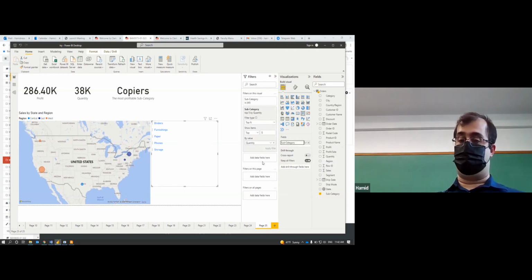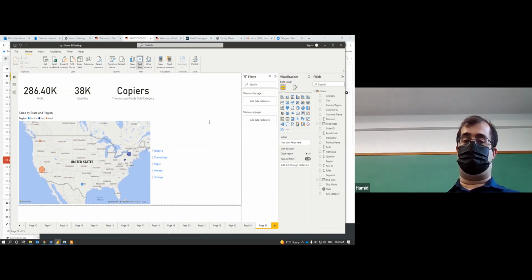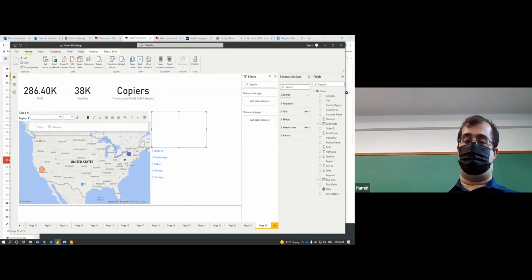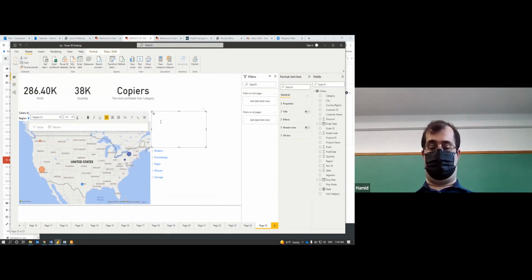I rename it to the top 5 categories with highest quantity. And for putting a title, I click on text box. The top 5 subcategories with highest quantity of sales. And you can then format it, maybe bold it, change the color to red, you can change the font, and so on and so forth.